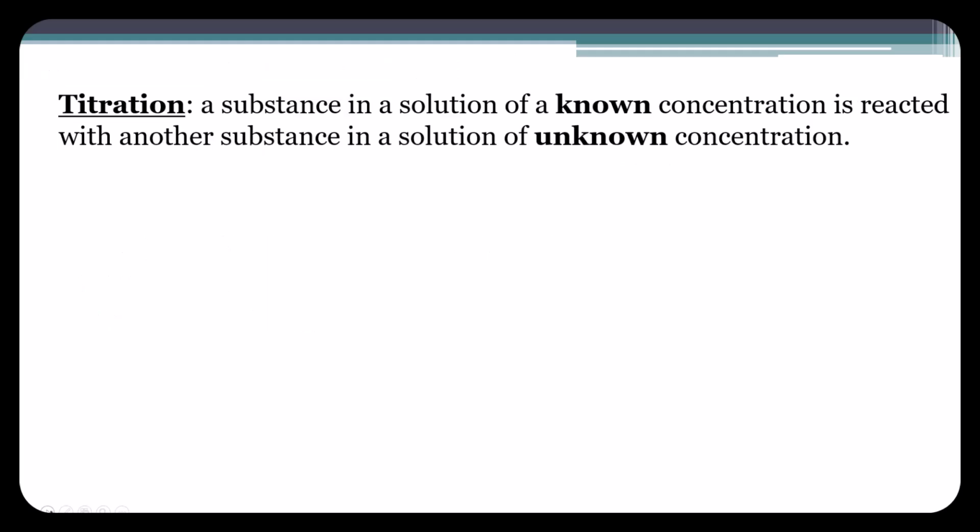So titration, we're going to use a substance of a known value. We're going to mix it with another substance of an unknown value, and through the data that we collect, we'll be able to determine something about the unknown. In this case, because we've been talking about solutions, we're going to focus on concentration. So we're going to have something that we know the concentration of, and then use that to determine something else that we don't know the concentration of.